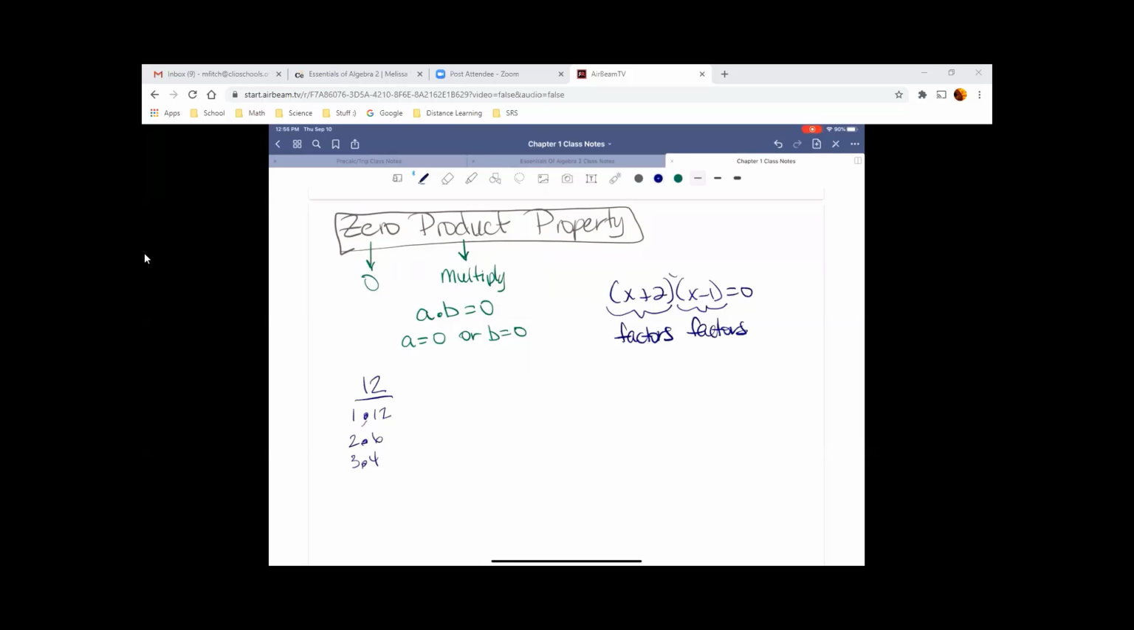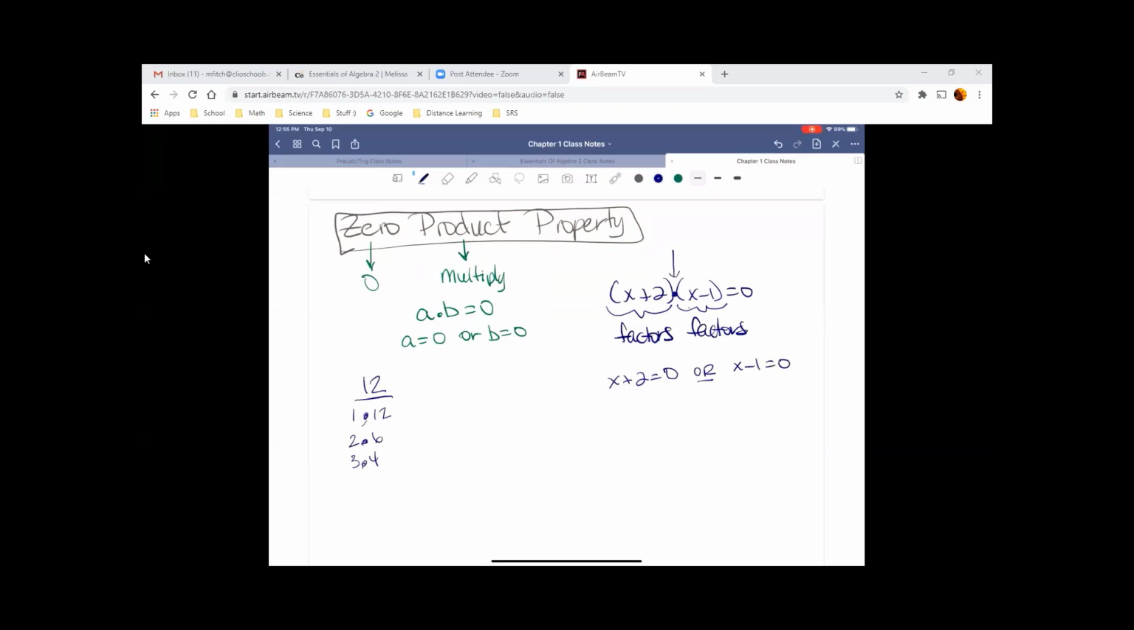And like right there, what are you doing to these two things in parentheses? What's technically right in between there? Is there a little multiplication symbol there that you just don't see? So you're multiplying those two factors together. If I'm multiplying these two factors together and it equals 0, the zero product property says that either x plus 2 has to equal 0 or what? x minus 1 equals 0.